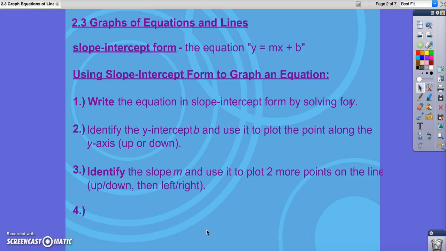Up if it's a positive y-intercept, down if it's a negative. Step 3, identify the slope m and use it to plot 2 more points on the line. So our direction will either go up or down, then left or right. Up if it's a positive, down if it's a negative, and then left for negative, right for positive. Now you could do more than 2 points. Really a line you only need 1, but conventionally I think it's easier if we do 3. Give a little bit more of the line. Finally, after you have all your points, draw a line through the points.